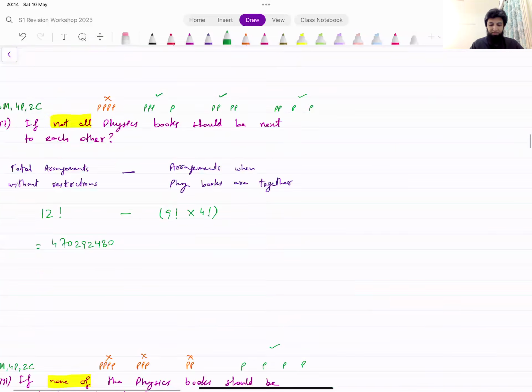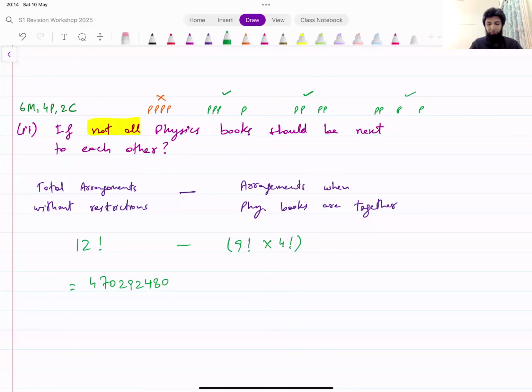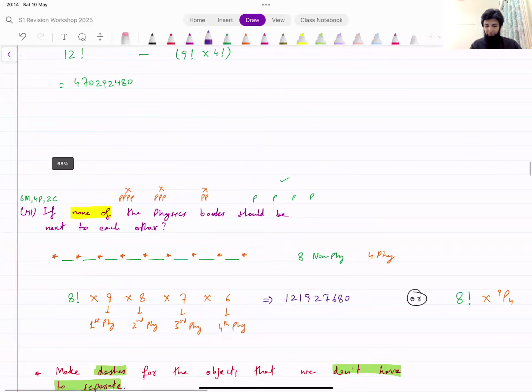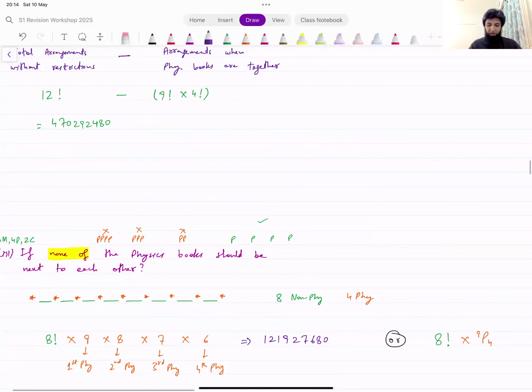So in the previous case, when it says not all should be together, we use total minus together. In this case, where we have to separate all of them, we have to use 8 factorial into 9p4. Yes, that's equivalent to that. So 8p8 and 8 factorial, they are the same thing. So in general, npn is the same thing as n factorial, as we'll see later in a few minutes. So yes, you could do 8p8 as well instead of 8 factorial.